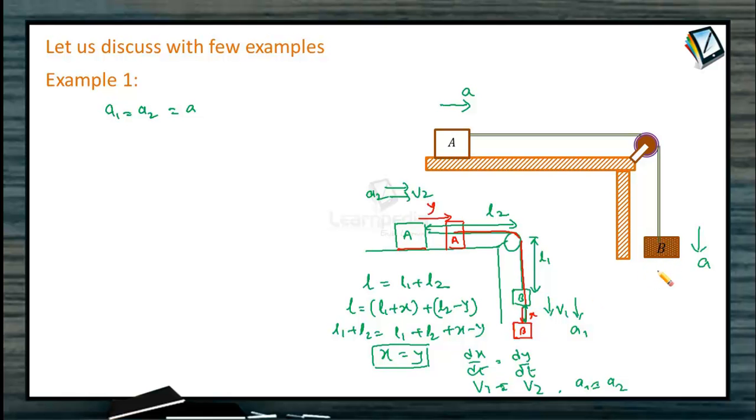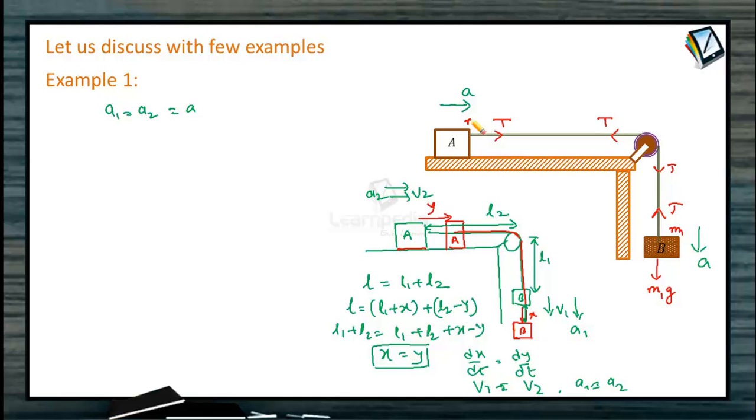Now let us draw the free body diagram and simplify the equation. The force acting on B is because of gravity. Let me call this mass as M1. So this will be M1g. Tension in the string T. For the pulley, tension will act in this direction. Same string, tension will act in this direction. For body A, tension will act in this direction.